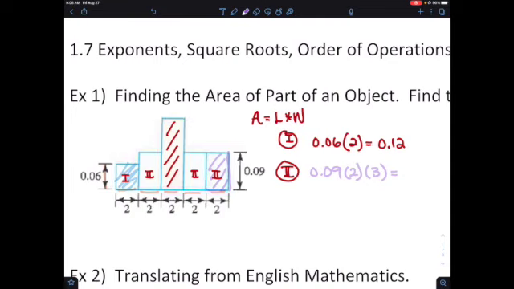That answer will be 0.54. Because we are taking the whole thing to be 1, to find the orange shaded area, take the 1 whole minus the area of type 1, 0.12, minus the area of type 2, 0.54, and 0.34 is going to be your orange shaded area.